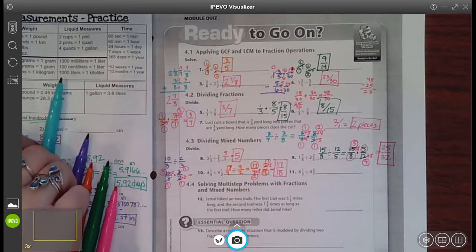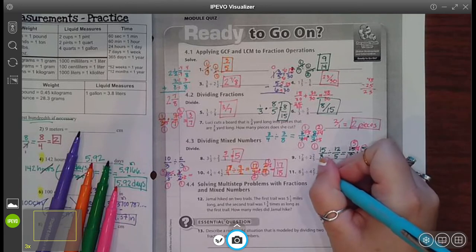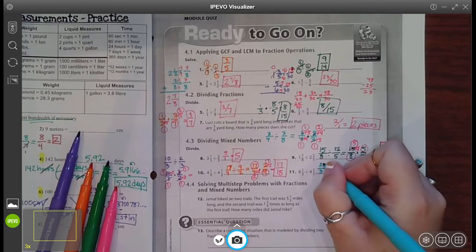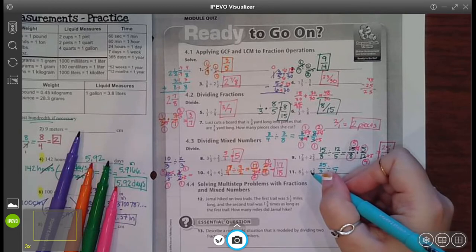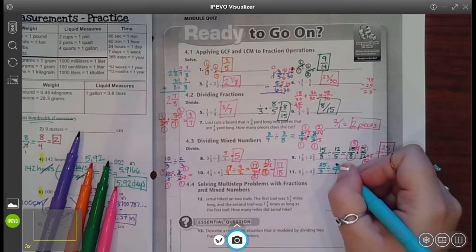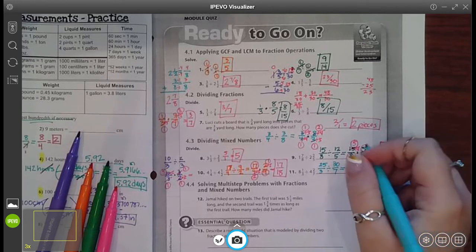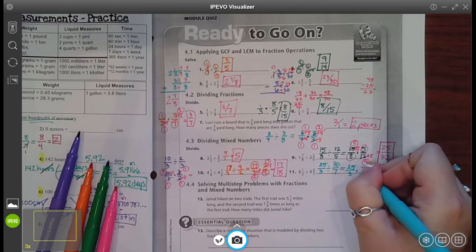Okay, number 11. Let's go ahead and keep the denominator the same. And then 3 times 8 is 24, plus 1 is 25, divided by, keep the denominator the same, 7 times 4 is 28, 29, 30. Okay, now that I have a single fraction divided by a single fraction, let's keep, change, flip.